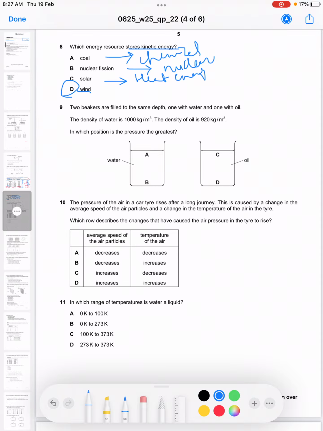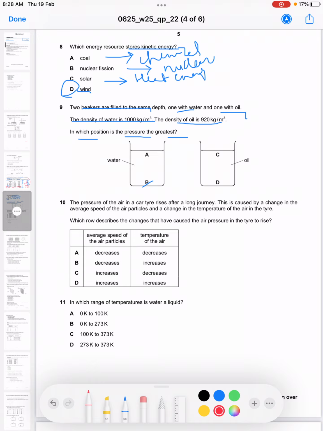Okay, now question number 9. Two beakers are filled at same depth, one with water and one with oil. Okay, we have the two beakers. Density of the water is given and the density of the oil is also given. In which position is the pressure the greatest, right?